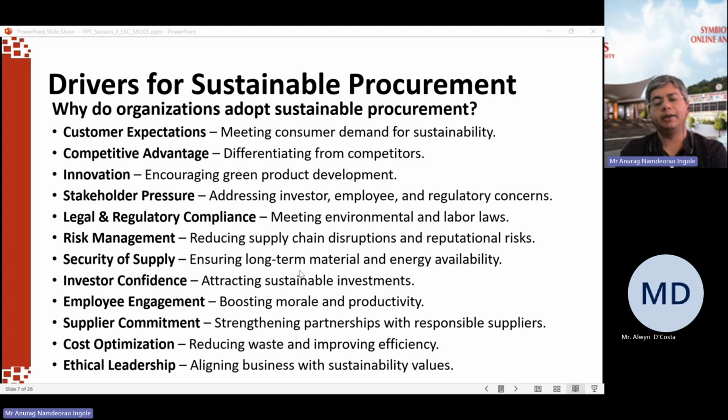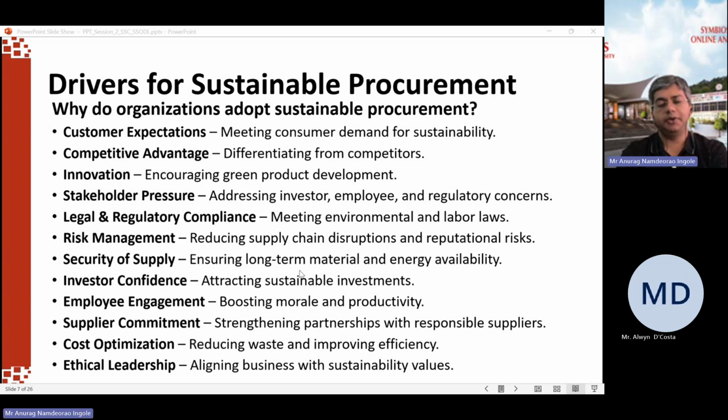Stakeholder pressure, addressing investor, employee, regulatory concerns, legal and regulatory compliance. Definitely, there are new policies, new regulations, new compliance requirements coming each day, which are related to environment, which are related to labor laws. So for that, if we have to follow those, they are pushing us towards making our procurement function a sustainable procurement function.